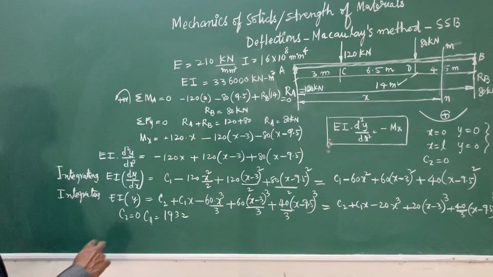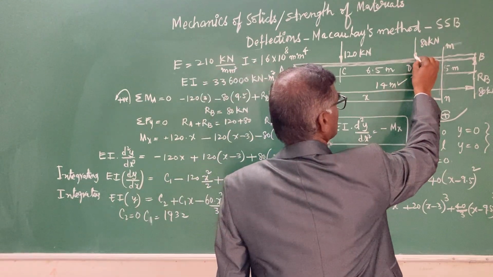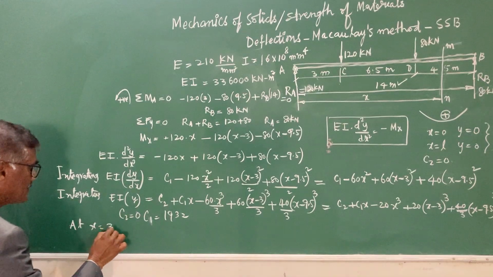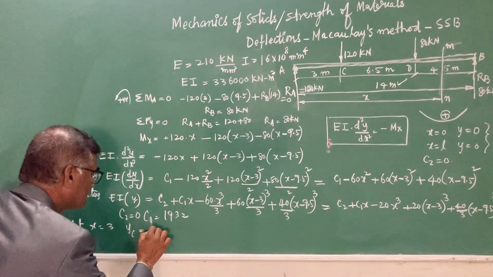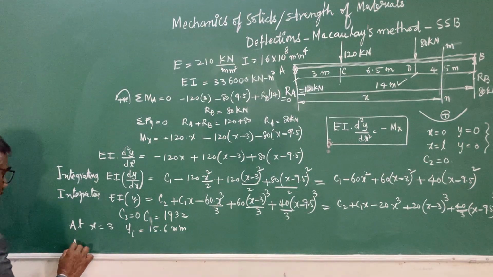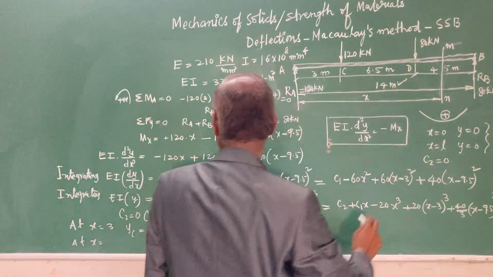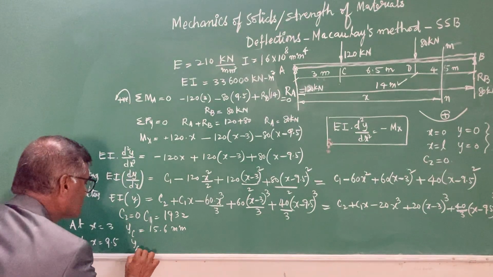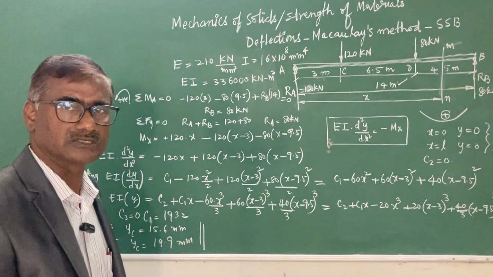He is asking the deflection under the point load 120 kilonewtons at C and under the 80 kilonewtons at point D. So at x equals 3 meters, the deflection YC you are going to get from this equation is 15.6 mm. Similarly, at x equals, he is asking under the second point load, 3 plus 6.5, 9.5 meters. If you substitute 9.5 meters, you are going to get YD as 19.9 mm. So these two are the answers of your problem.